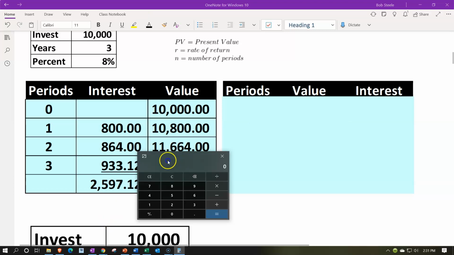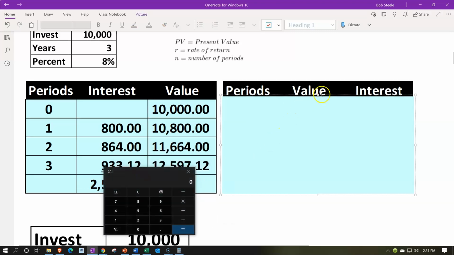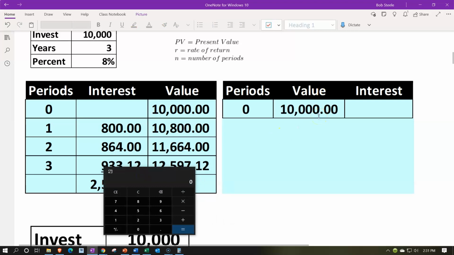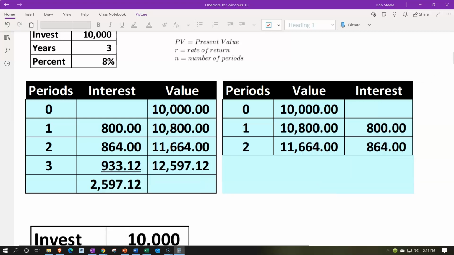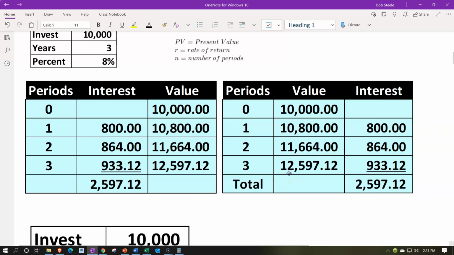You could do it slightly differently over here. If we took the 0, we got the 10,000, and then we're just calculating the interest on the right hand side. So now we've got the 800, and that brings it up to the 10,800. And then once again, we've got the 864 on the right hand side to give us the value of the 11,664. Basically the same kind of concept, that you could do it a little bit differently or calculate the formula possibly a little bit differently in Excel.